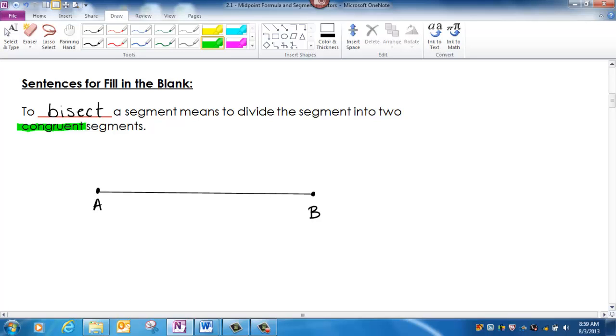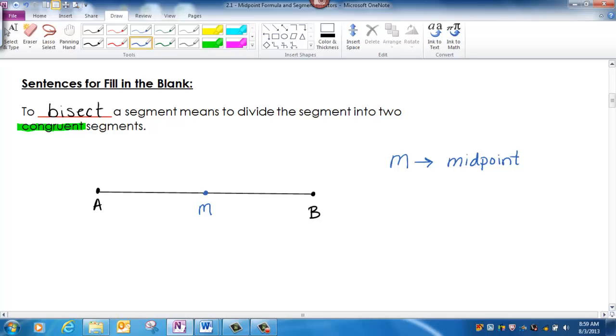Okay, so if we have this segment here, AB, and we want to bisect it or break it up into two equal parts, we could look for a point right in the middle of that segment AB. We'll call that point M, and M is then called the midpoint. It's the point right smack dab in the middle of segment AB.